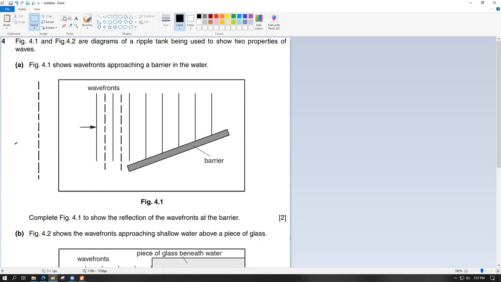What I mean is that the distance from crest to crest will be 1 lambda. In the same way, from here to here, trough to trough will also be 1 lambda. So this is the basic idea of wavefronts. Is this making sense?